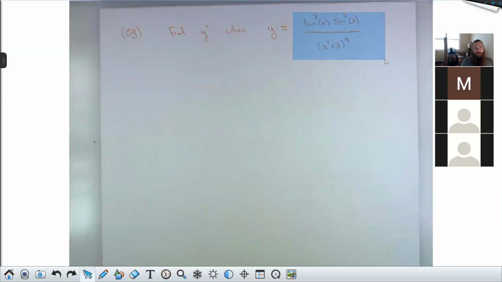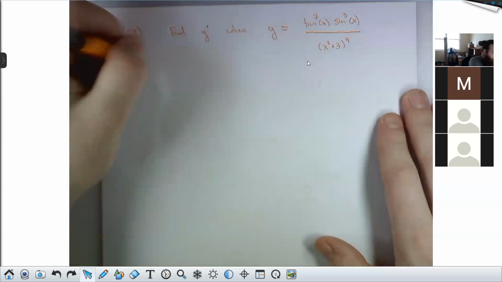Normally, to differentiate this, I would need the quotient rule. And then within my quotient rule, every time I need the derivative of the top, that's going to be like a product rule and a chain rule. And every time I need the derivative of the bottom, that's like a chain rule. So to differentiate this normally, I would need quotient, product, and chain rules. And they're nasty. Just the derivative of the top is complicated enough on its own. So wouldn't it be nice if there's a way to get around it?